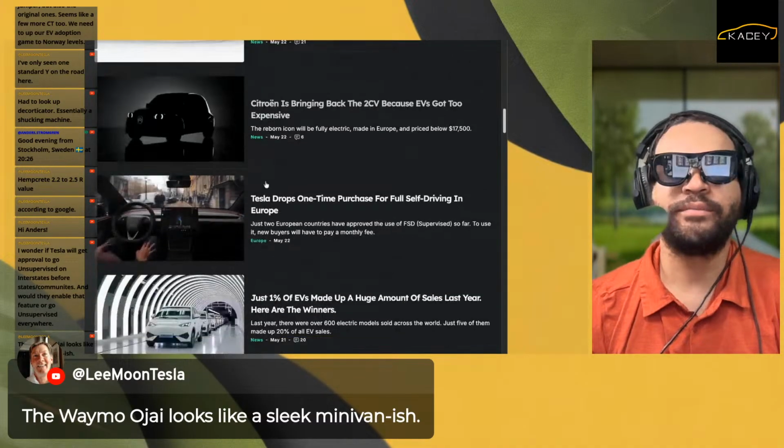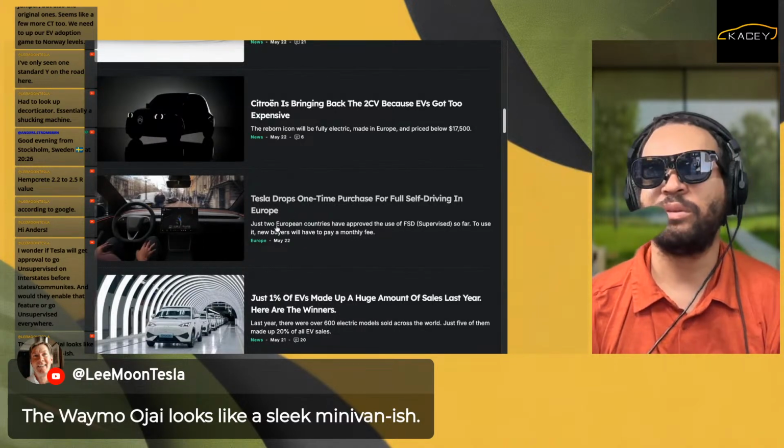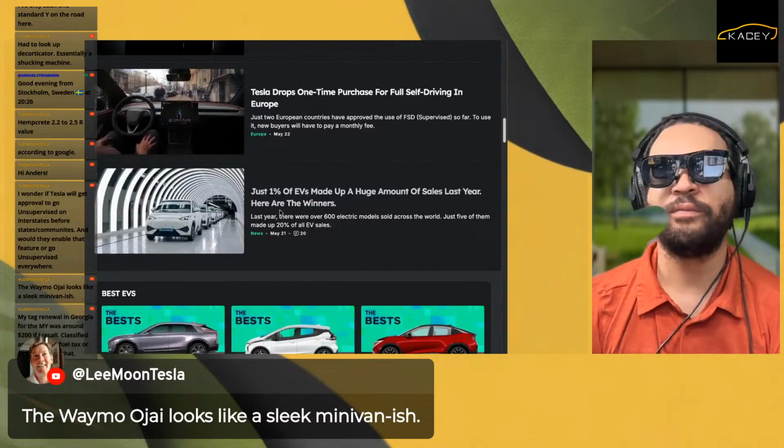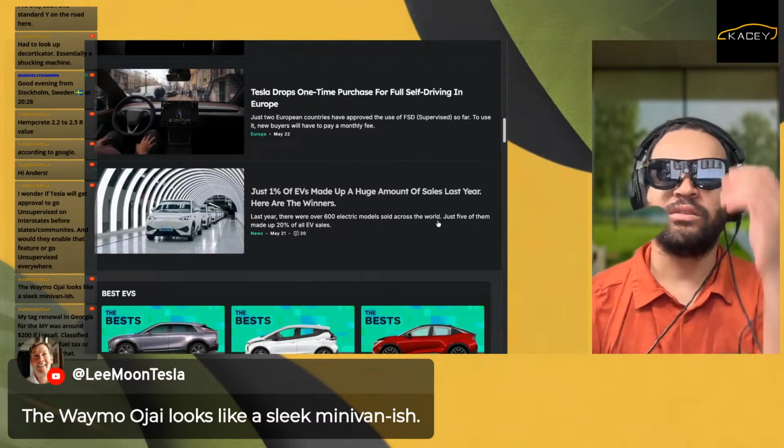Tesla drops the one-time purchase for full self-driving in Europe. Yeah, we talked about this last week, so it's done. You can't do it anymore. Just 1% of EVs made up a large amount of sales last year. They are the winners.